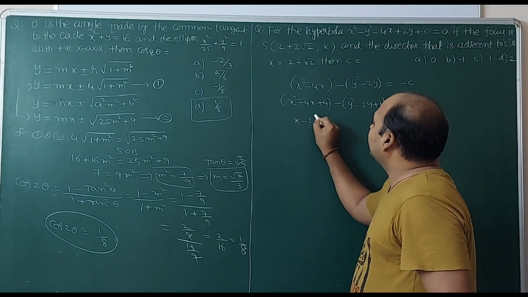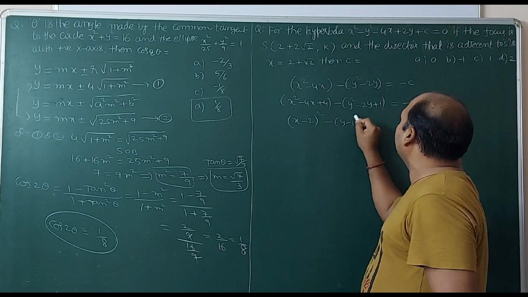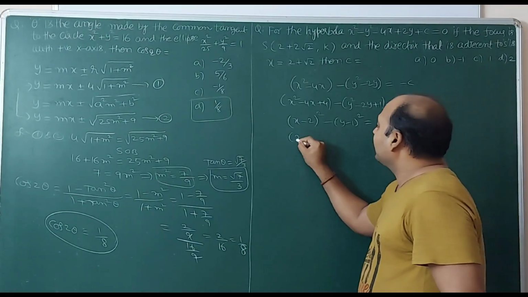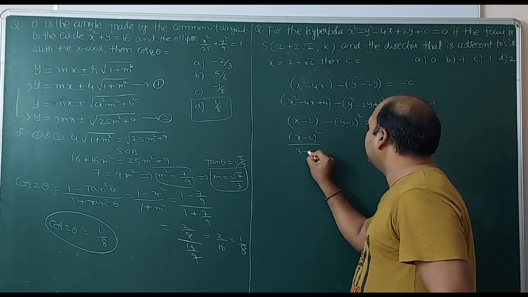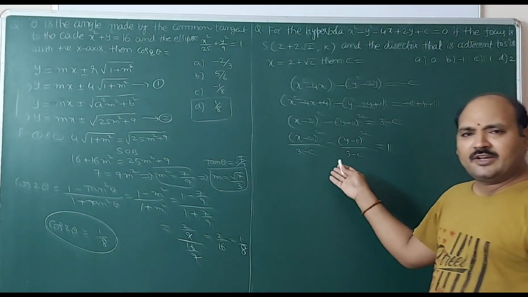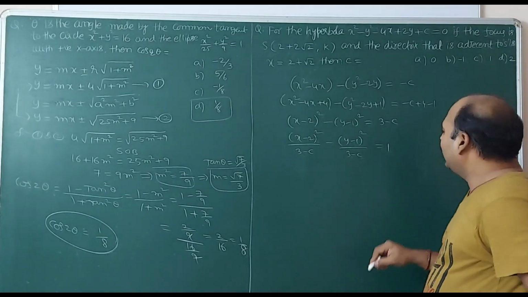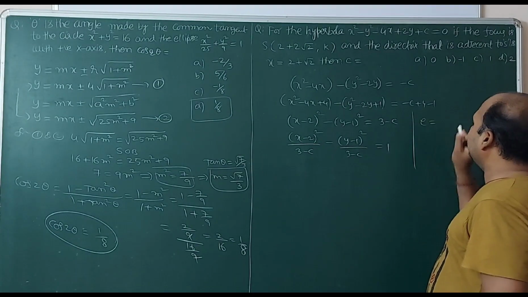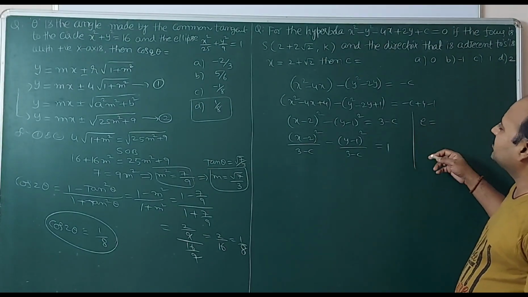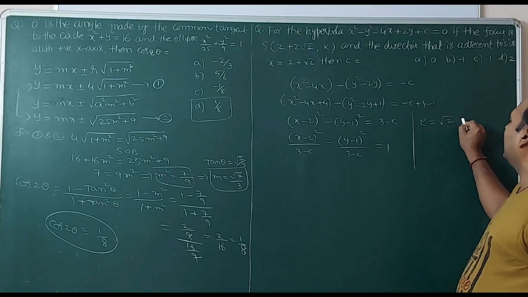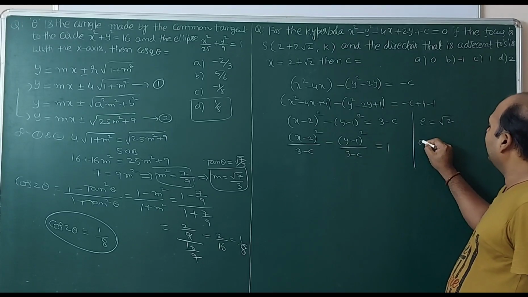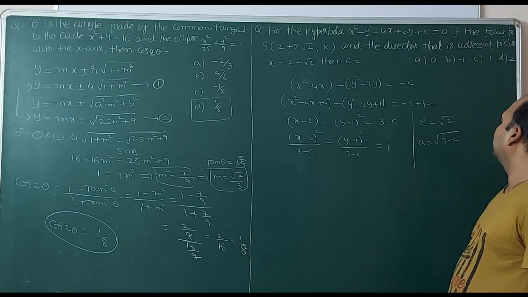So this is the expansion of x minus 2 whole square minus y minus 1 whole square is equal to 3 minus c. So dividing by 3 minus c: x minus 2 whole square by 3 minus c minus y minus 1 whole square by 3 minus c is equal to 1. It is the rectangular hyperbola, a is equal to b. Okay. So for that eccentricity e is equal to root 2 only. e is equal to root 2 means a is equal to root 3 minus c.